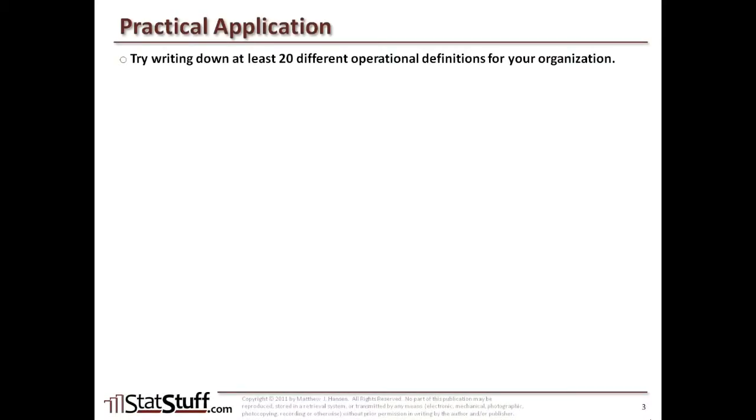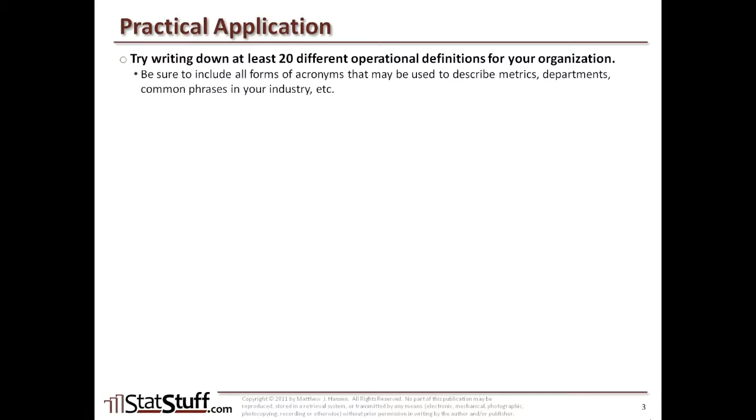All right, before we close this lesson, let's discuss how we can apply some of these concepts in a practical way. Well, I would challenge you to think of at least 20 different terms or things that need to be defined in your organization and write those down, write definitions for each of those. And as you do, be sure to include all forms of the acronyms that may be used to describe different metrics or in different departments or common phrases that are used as part of your industry. There's lots of opportunities that organizations have where they use different terms and take them for granted. So be sure to identify all those and write down at least 20 of them to define them.